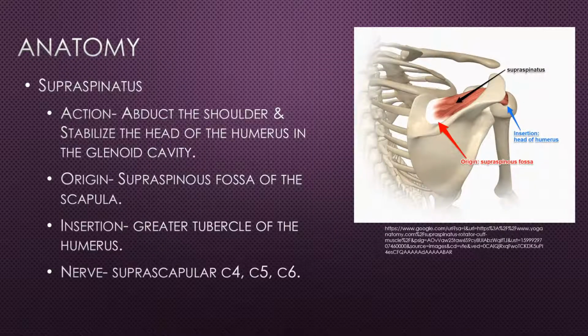The action of the supraspinatus is to abduct the shoulder and stabilize the head of the humerus in the glenoid cavity. It originates on the supraspinous fossa of the scapula. It inserts on the greater tubercle of the humerus. The nerve that innervates this muscle is the suprascapular, C4, C5, and C6.